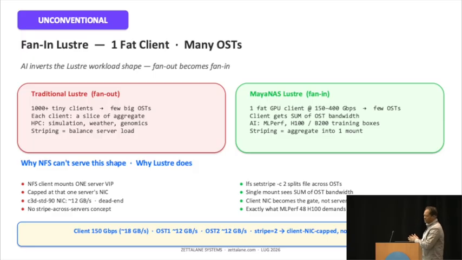The client here is beefy. It's got a 150 gigabits per second network and more cores connected to the Lustre server. So that's what makes it special for AI training. And again, NFS reaches a dead end in this type of architecture.